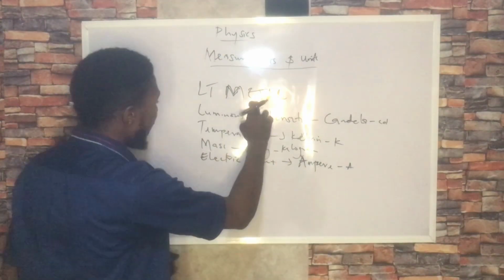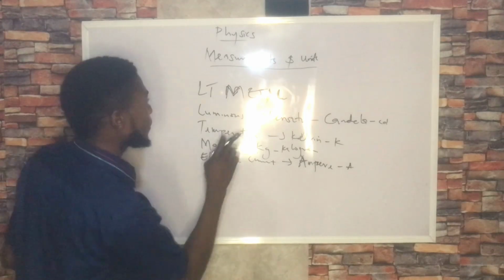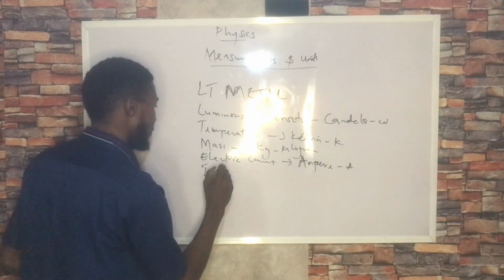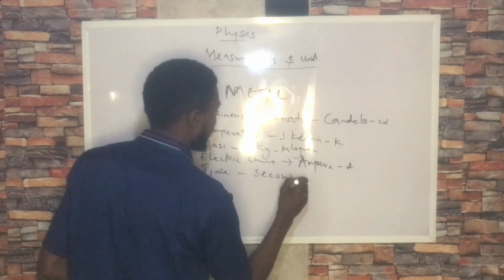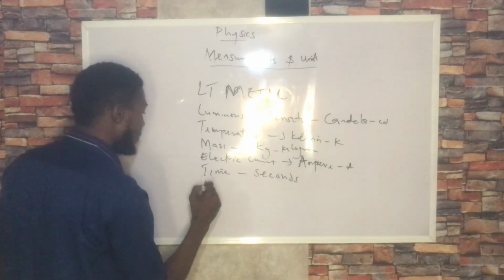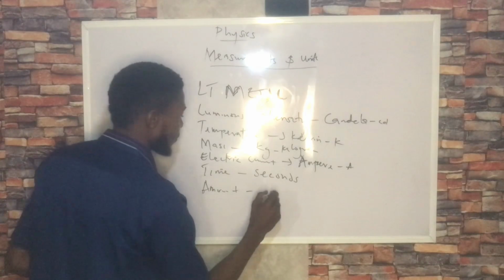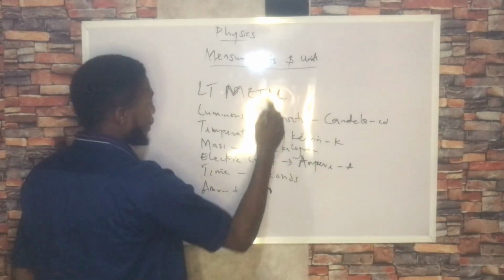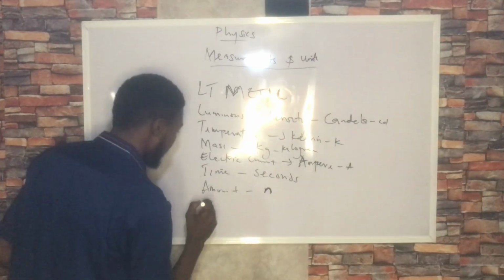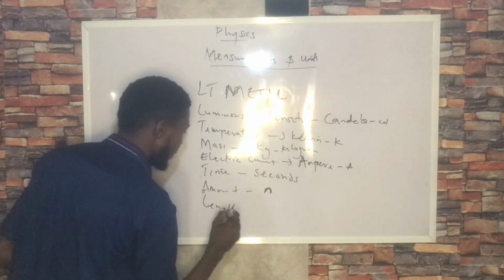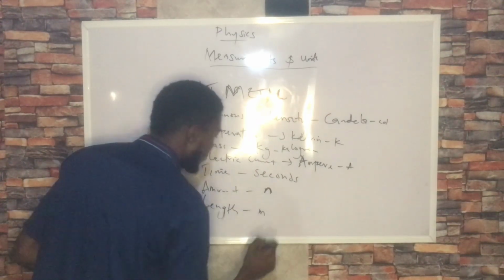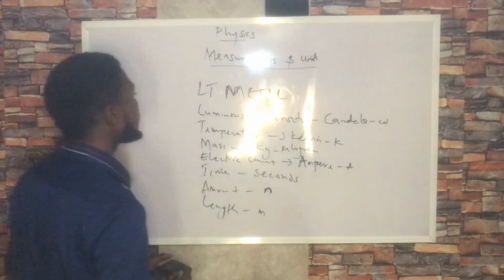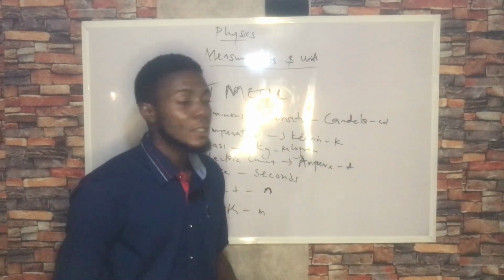Then we have time, seconds, simplest unit. Then we have the amount of substance, or simply amounts. We use what? N, symbolically. Then we have length as an important unit as well. So we use meter as the unit. So these are the 7 basic fundamental quantities in physics.